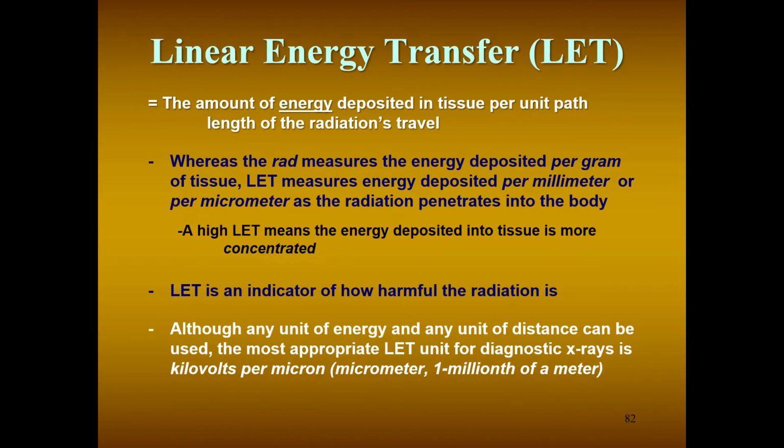So things to think about: a high linear energy transfer means the energy deposited into the tissue is more concentrated and will thereby cause more harm. So we can use the LET number to give us an idea about how harmful a certain type of radiation is when compared to another type of radiation. Although any unit of energy and any unit of distance could be used, for our purposes, we're going to be using kilovolts per micron, so thousands of volts per millionths of a meter, kV per micrometer.